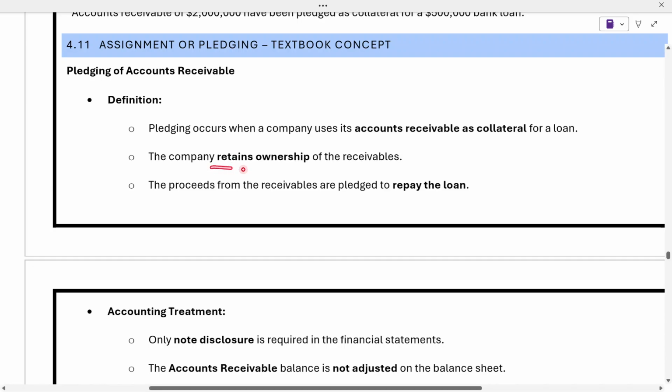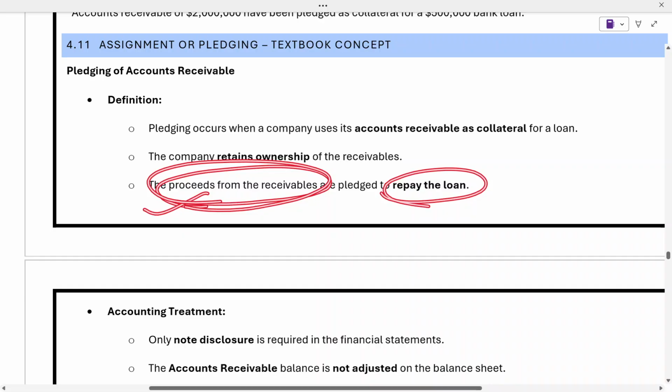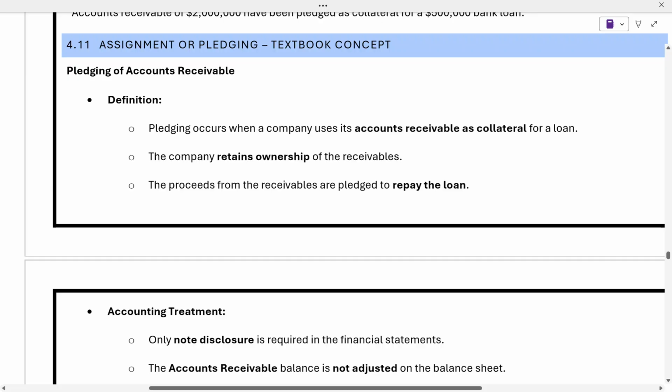Now the company retains the ownership of the receivables, because the company is the owner of the receivables, and even the proceeds from the receivables are pledged to repay the loan. So what happens when the company receives the money from these debtors? They repay the loan. When they receive the money from debtors, they repay the loan. So primarily that money is used for repaying the loan.